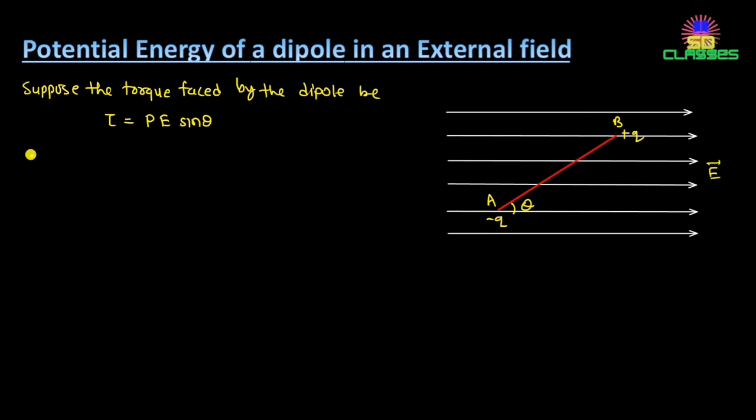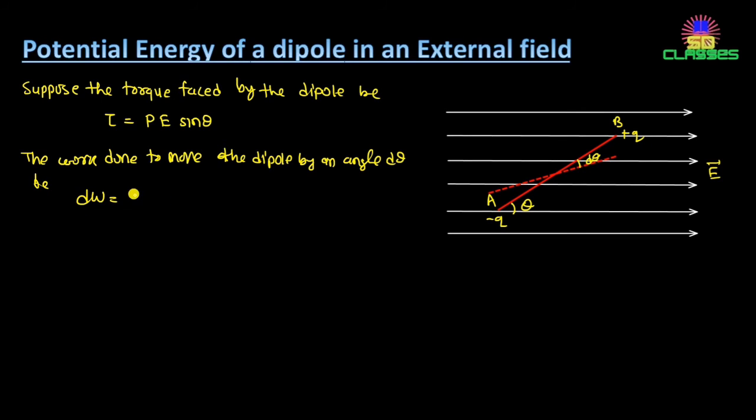And we know that due to the torque, it will rotate. Okay, the dipole will rotate. Suppose it is rotated by a small angle d theta. So this is the angular displacement here. Okay, so we have a force and we have a displacement, so there must be work done. So the work done to move the dipole by an angle d theta, suppose the small amount of work done is dW, right?